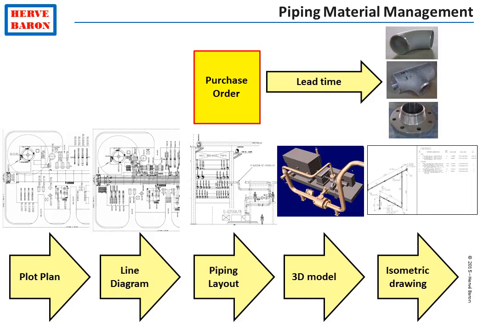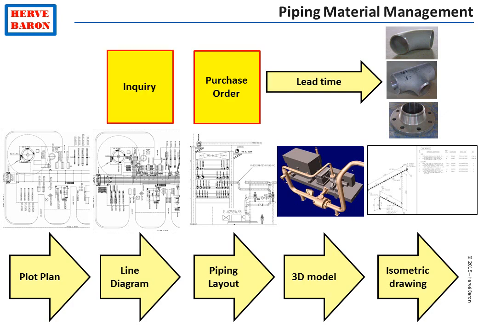Once the piping isometric drawings will be issued, a balance will be made for each line between the final bill of materials shown on the isometric and the materials that have been ordered for the corresponding line, and additional materials, if any, will be ordered at this stage.